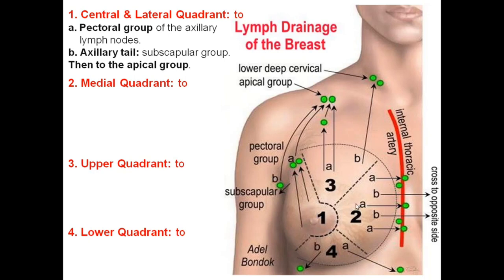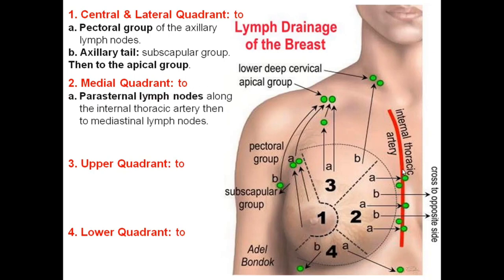The medial quadrant drains into the parasternal lymph nodes along the internal thoracic artery, then to the mediastinal lymph nodes. Some lymphatics cross to the opposite side to anastomose with the lymphatics of the opposite breast. Therefore, in breast cancer, we have to examine the opposite breast.